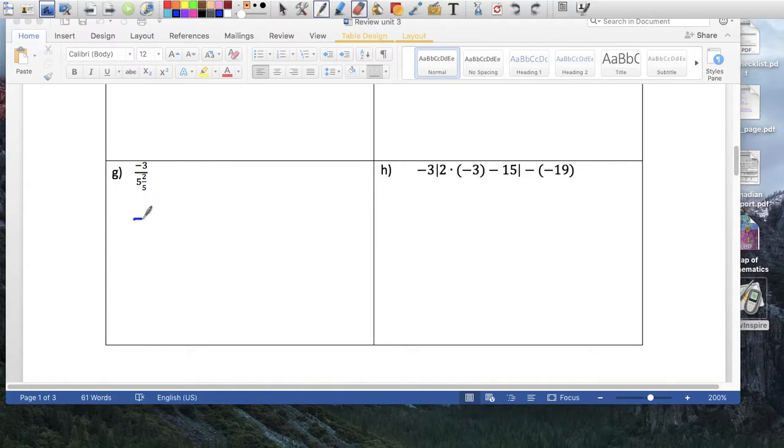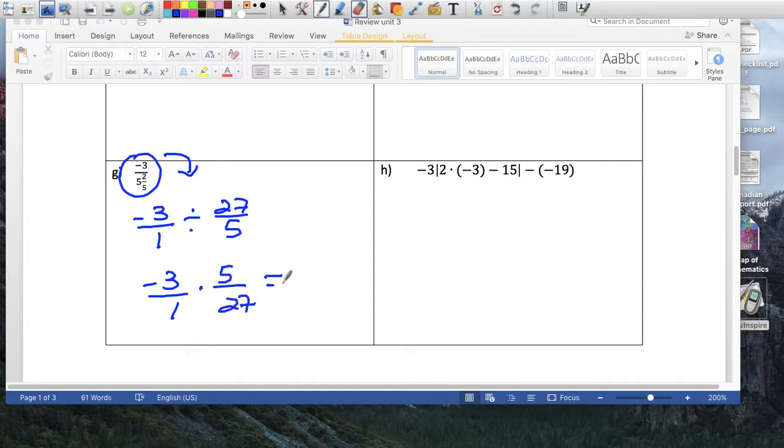It's negative 3 over 1. I'm going to divide that by 5 times 5 is 25, plus 2 is 27 over 5. Right? So this is what this problem looks like horizontally. Let's change that to multiplication. Times 5 over 27.